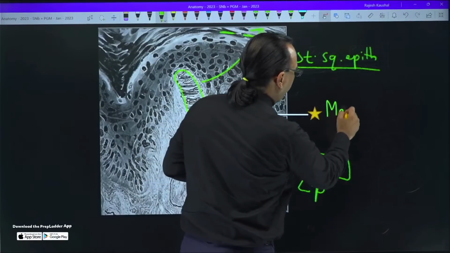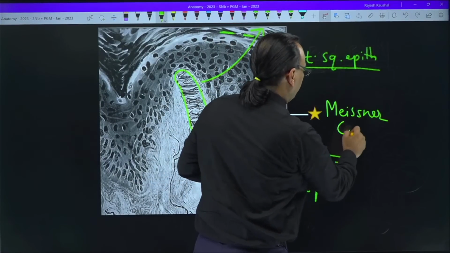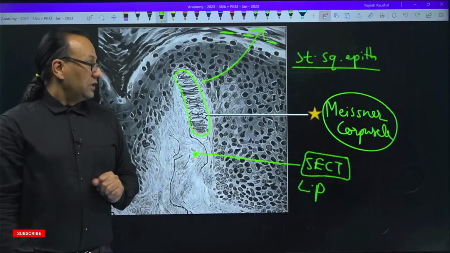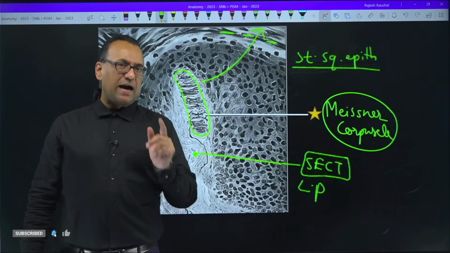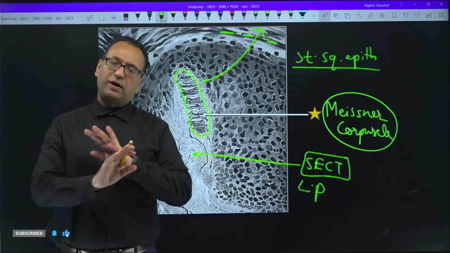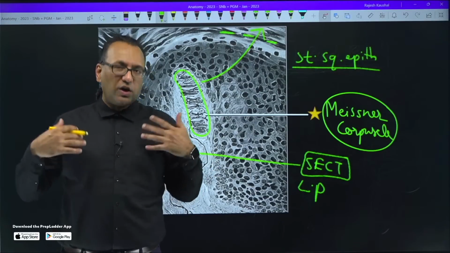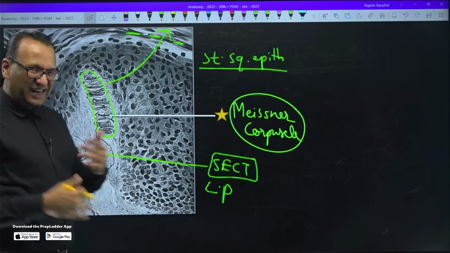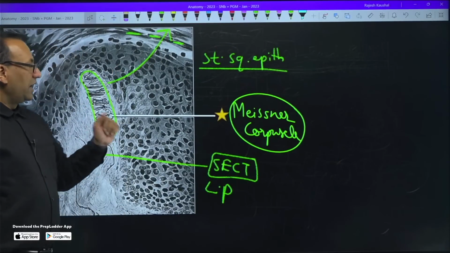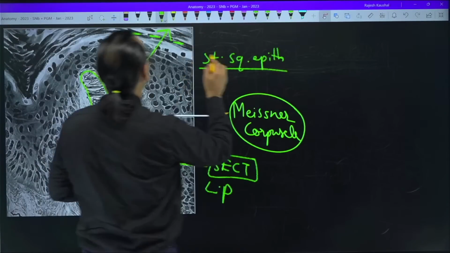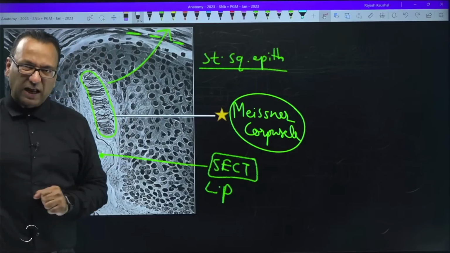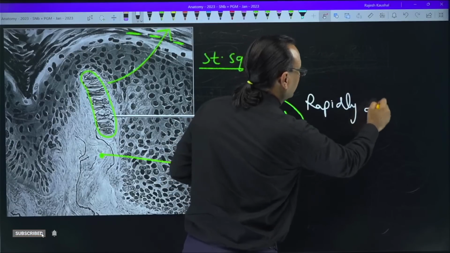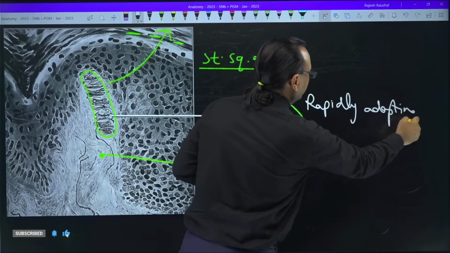Now when you are talking about the Meissner corpuscle, tell some feature of Meissner corpuscle. Meissner corpuscle is rapidly adapting receptor. These are all MCQs and they are repetitively asked, so you should remember them quite well. First of all, its location, dermoepidermal junction. Number two, what you have to remember is that it is rapidly adapting. And as it is rapidly adapting, it is basically detecting the fine touch.